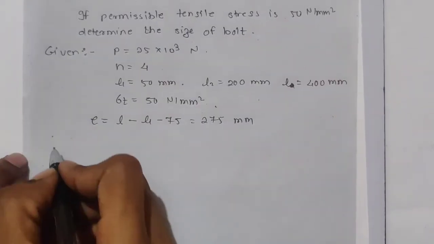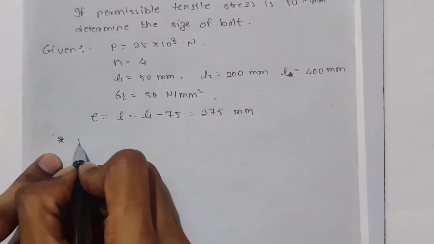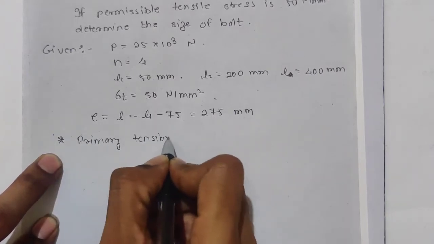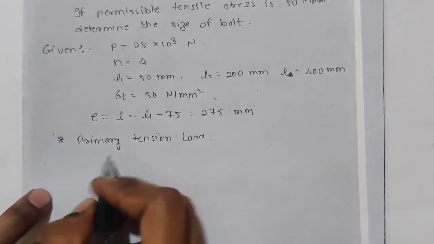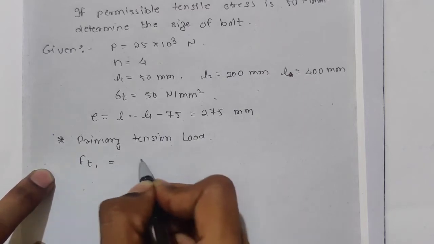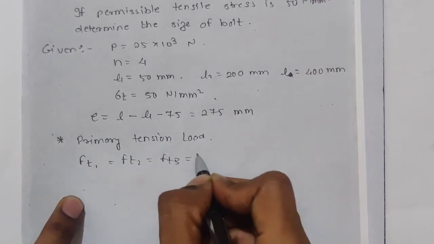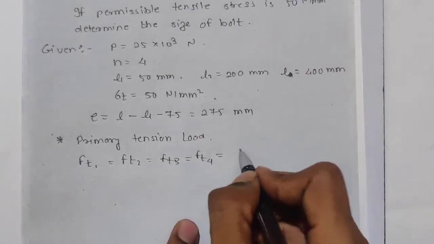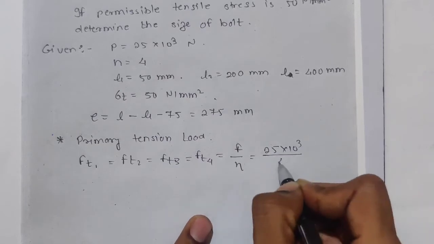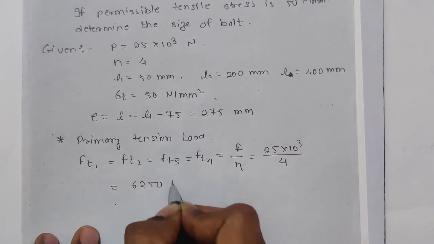Now we will go to the first step. We know two tension stresses are there in every bolt. First is the primary tension load. So FT1 is equal to FT2 is equal to FT3 is equal to FT4, which is equal to F upon number of bolts. F is given as 25 into 10 raised to 3, number of bolts are 4. So we get 6250 Newton.